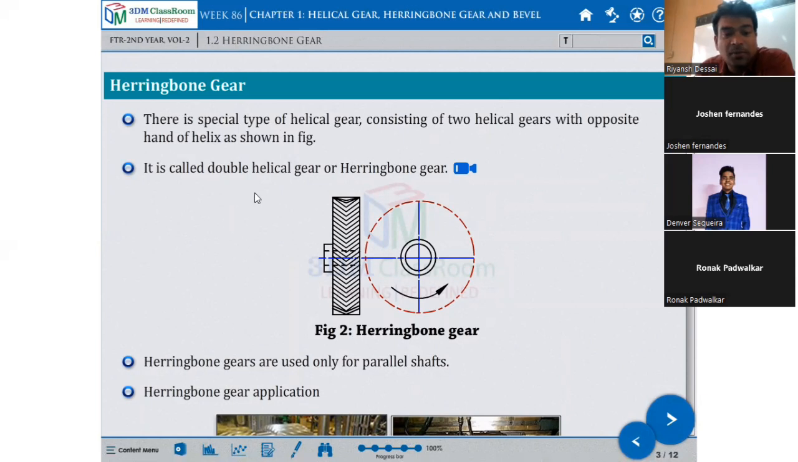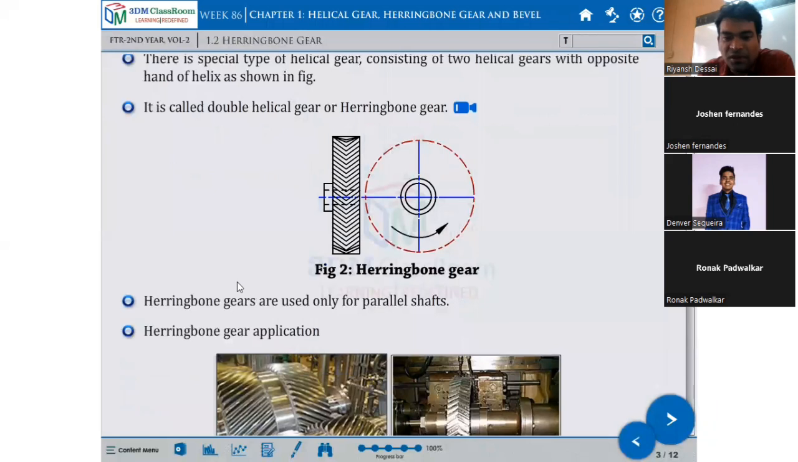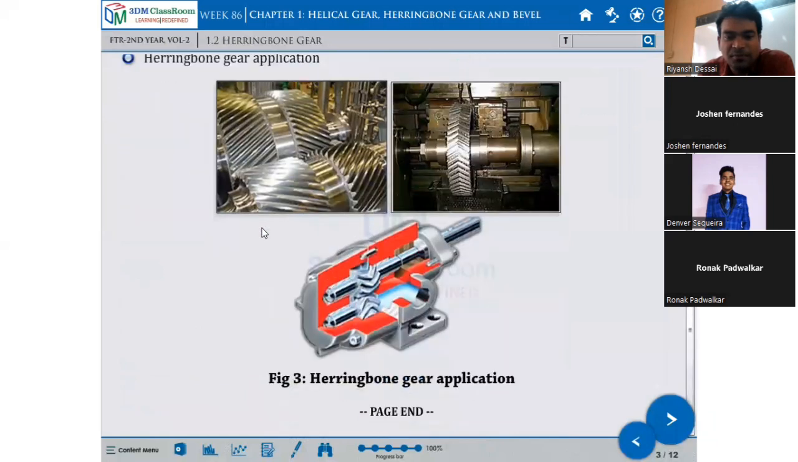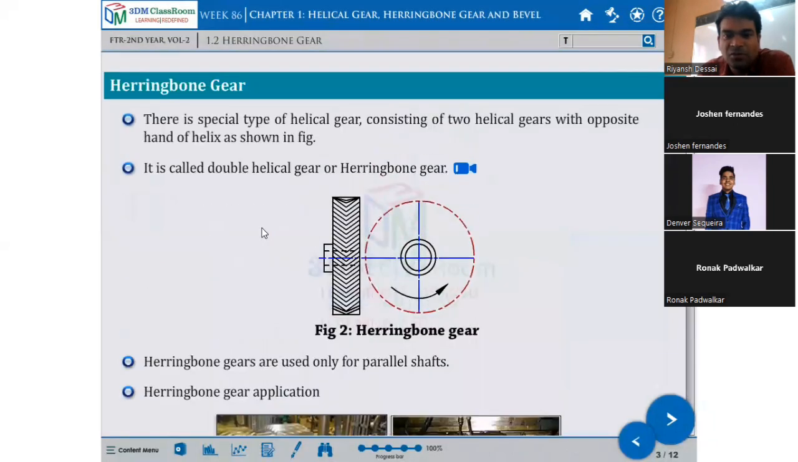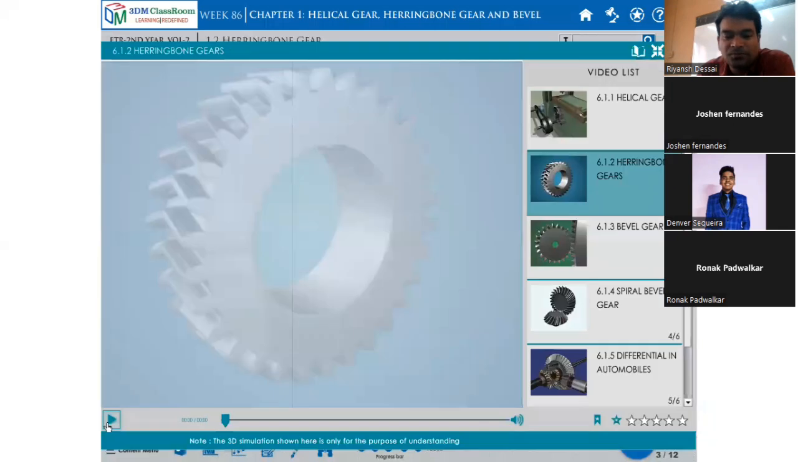It is called a double helical gear or herringbone gear. Okay, you can say double helical gear or herringbone gear. So this way, the middle one is different. Herringbone gears are used only for parallel shafts. And for herringbone gear applications, just watch this video.